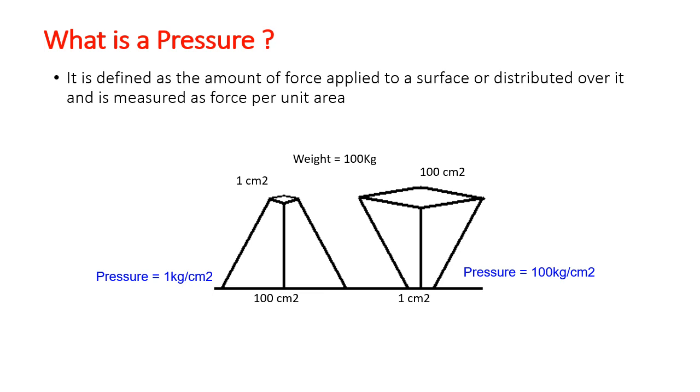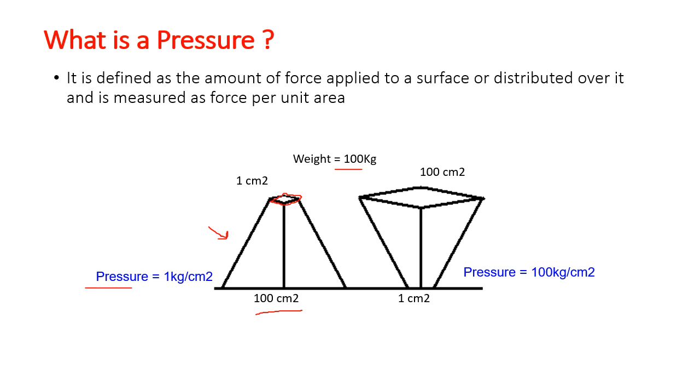So as you can see in this diagram, at the top there is an area of 1 centimeter square, and at the bottom there is an area of 100 centimeter square, right? And the weight of the block is 100 kg. So in this picture, weight is basically the force, right? So the pressure will be the force divided by the area. In the first case, it will be 100 kg divided by 100 centimeter square. So 100 cancels out, so it will be 1 kg per centimeter square in this particular figure.